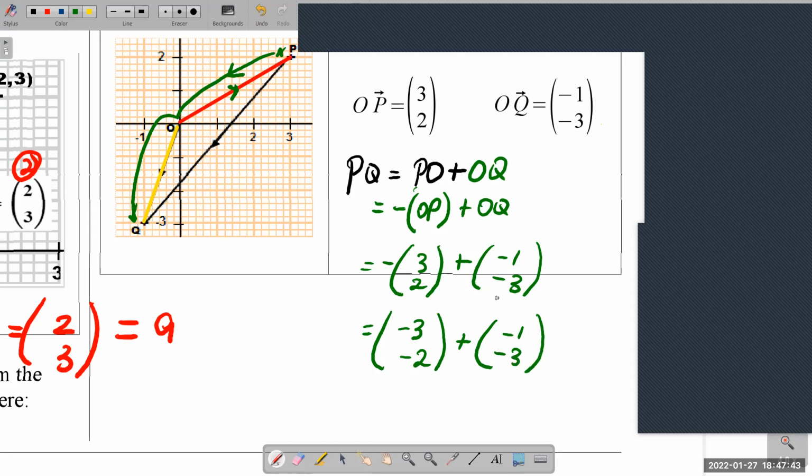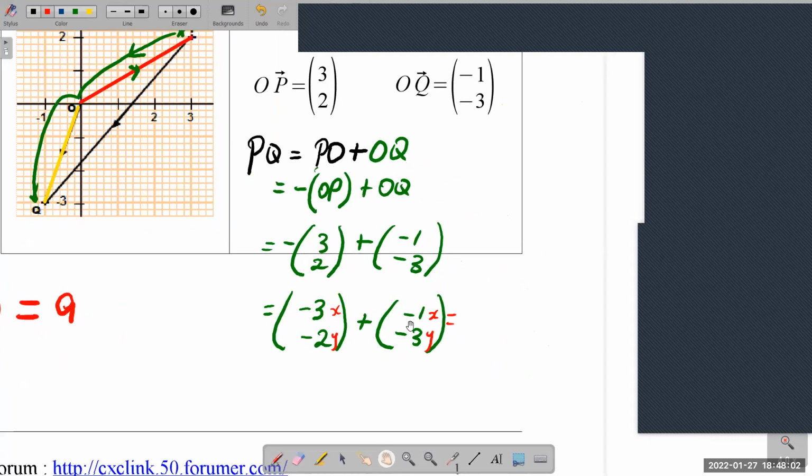Everybody following me so far? Keeping in mind, what do we have here? We have an X and we have a Y. So what do you think we need to do if we want to add this? We should only add what? The 2 X's and add the 2 Y's.